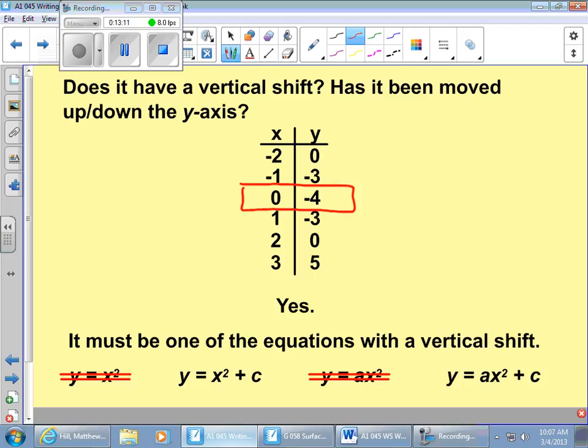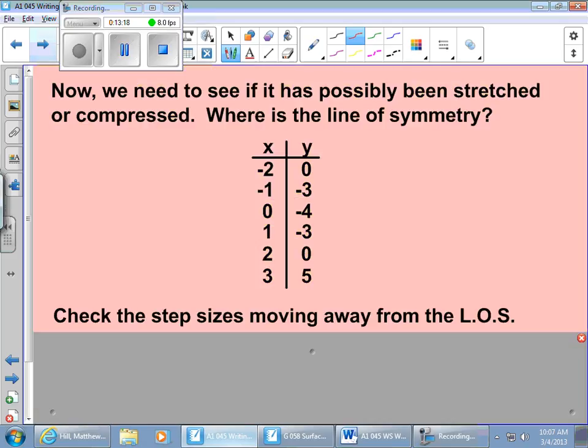The only thing left to do is to decide, has this graph been stretched or compressed in any way? So let's take a look at that. Let's see if it's been stretched or compressed. Where's the line of symmetry this time? Which ordered pair in there? The first one, second, third, fourth, fifth, or sixth? That's going to be your line of symmetry right there. How can you tell?